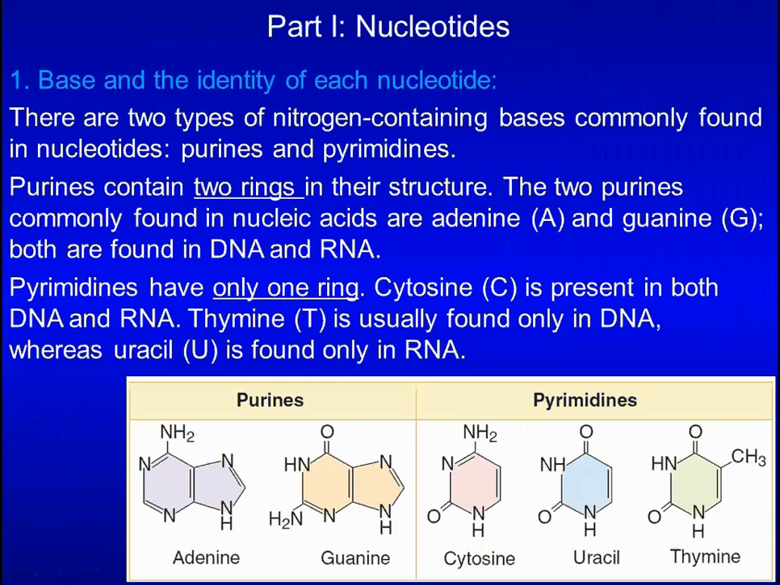First, let's look at the base. There are 2 types of nitrogen-containing bases commonly found in nucleotides: purines and pyrimidines. Purines contain 2 rings in their structure. 2 purines commonly found in DNA and RNA are adenine and guanine. Pyrimidines have only 1 ring. Cytosine is present in both DNA and RNA. Thymine is usually found only in DNA. Uracil is found only in RNA.